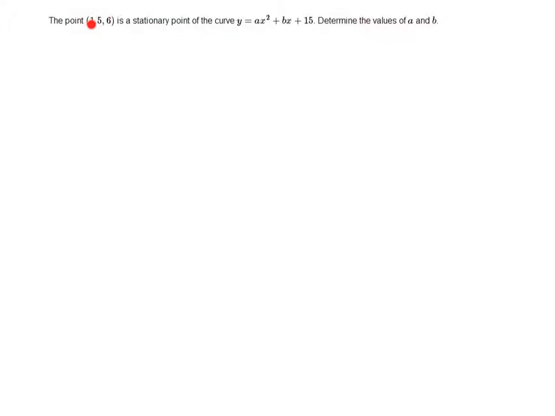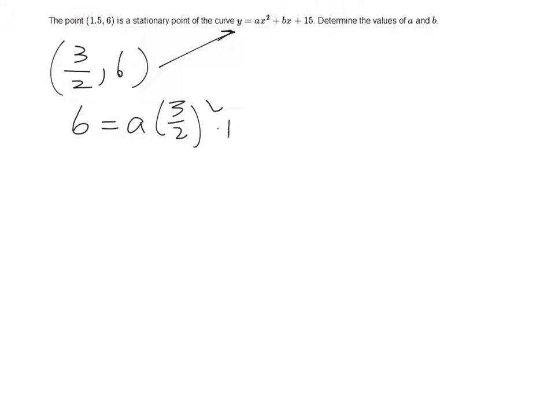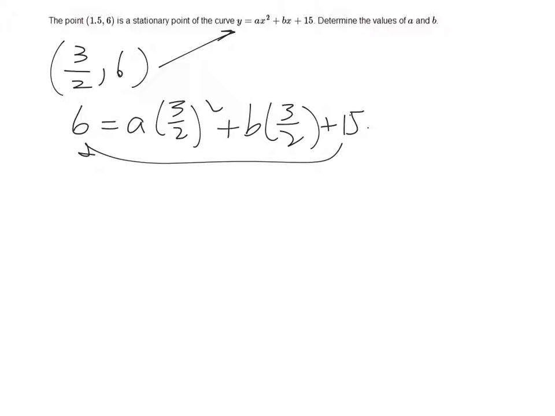Now what we can do, we can take this information, and because it tells us it's a point on the curve, we can take this and substitute it into there. So I'm just going to change that 1.5 to 3 over 2. So we've got 3 over 2 and 6. Now that'll substitute into that equation. So instead of y, we'd have 6 equals A(3/2)^2 plus B(3/2) plus 15.